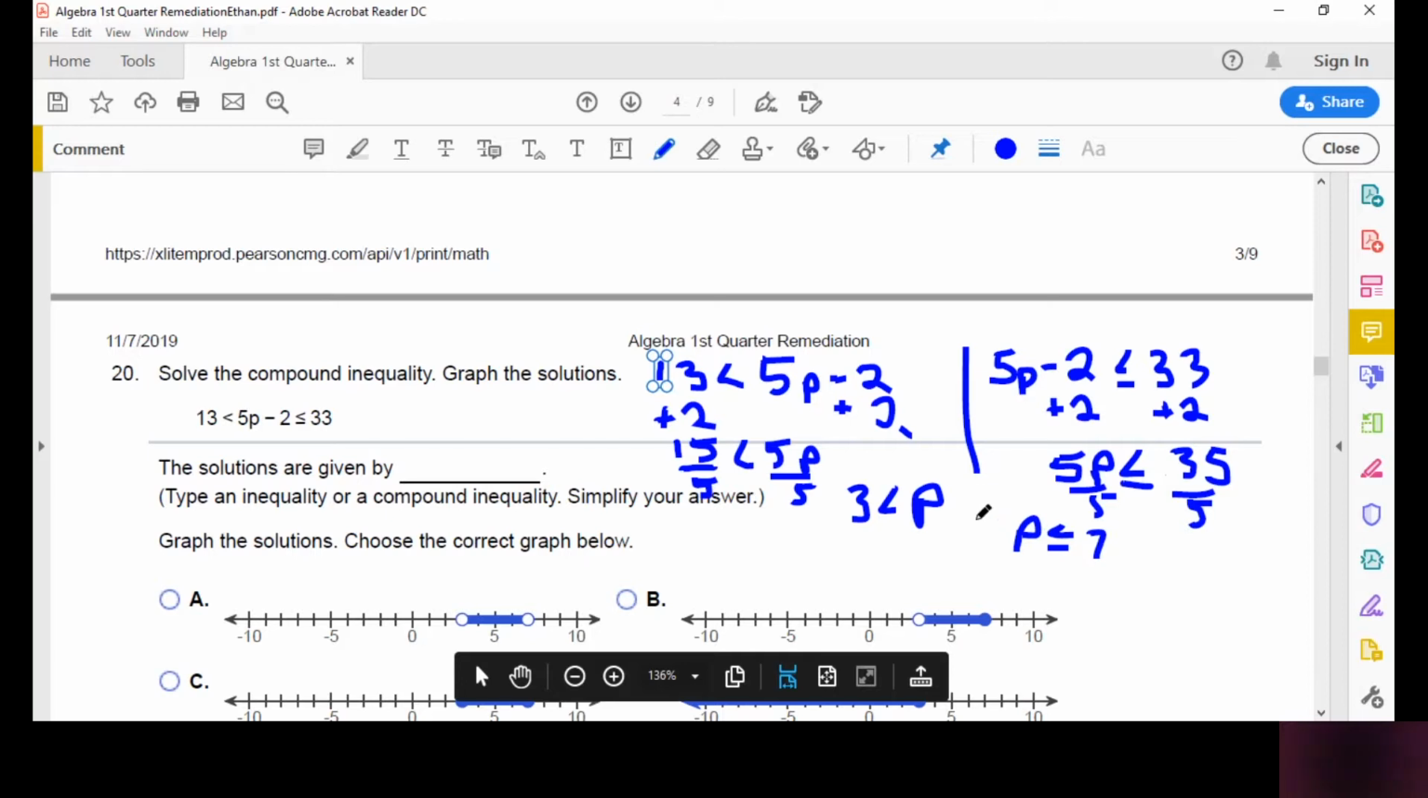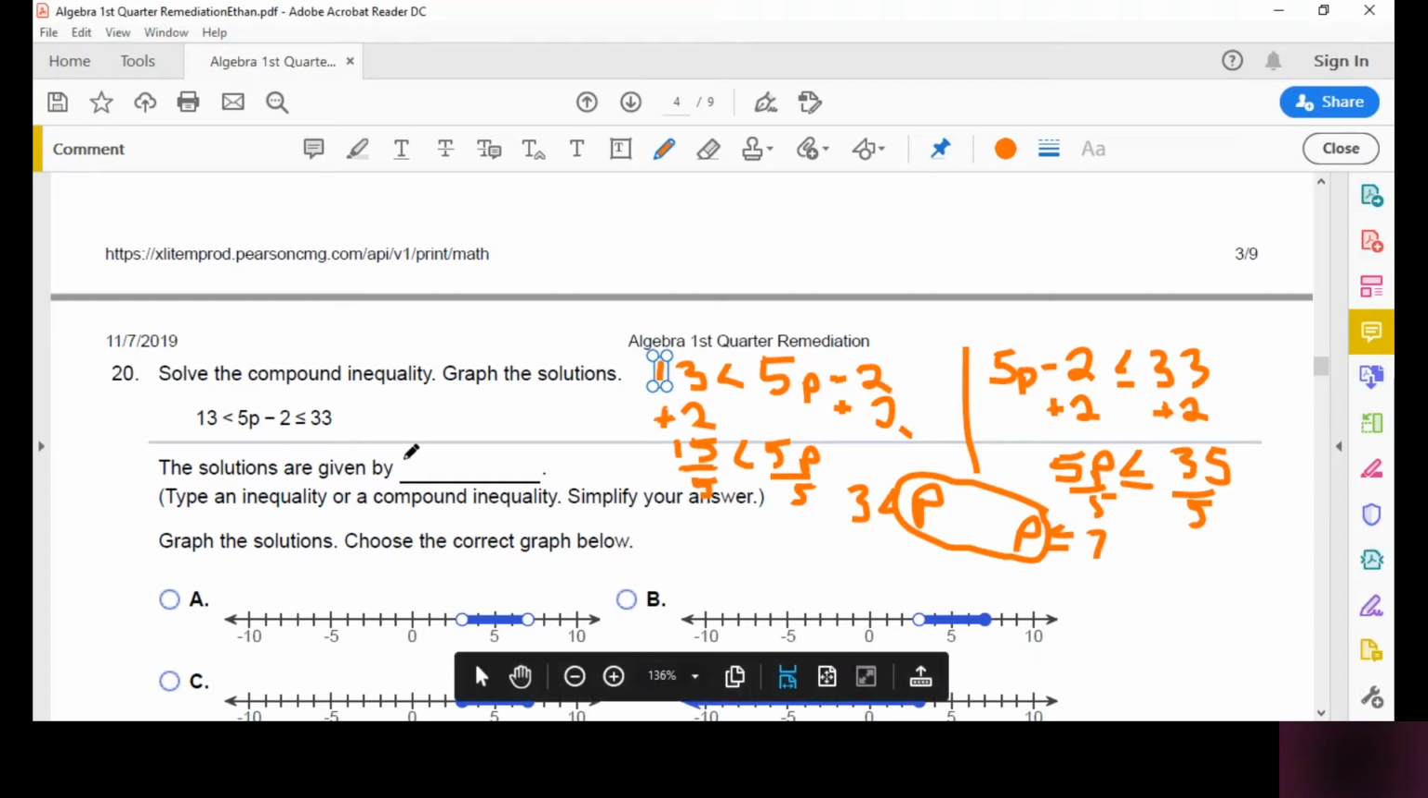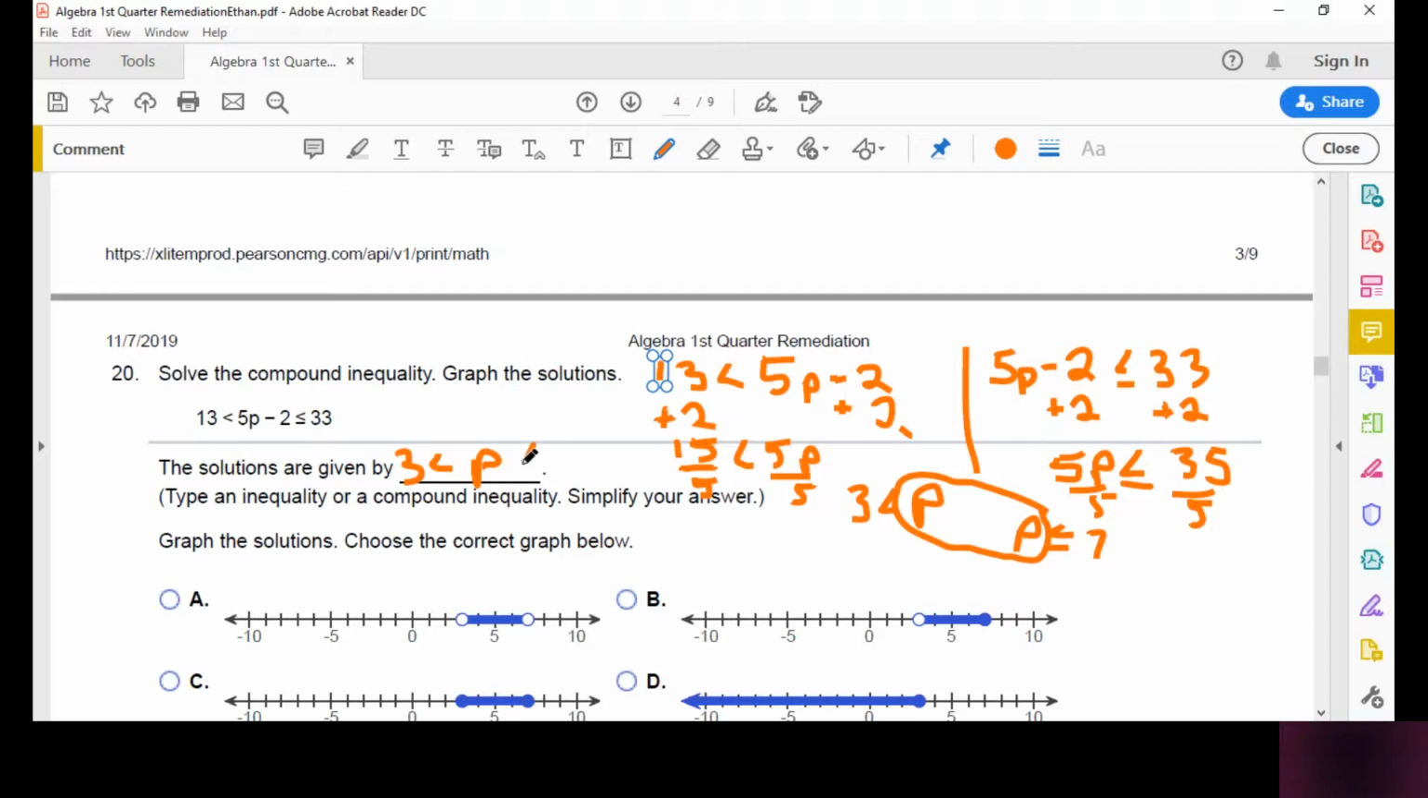Notice, we're not done. This is not the way we represent our answer. We started off as one individual problem here. So we need to have our answers not as two separate pieces, but one. So we are going to go ahead and merge all of these p's back together. So what do we type in our solution here? 3 is less than p, which is less than or equal to 7.